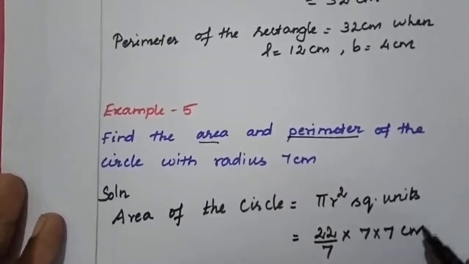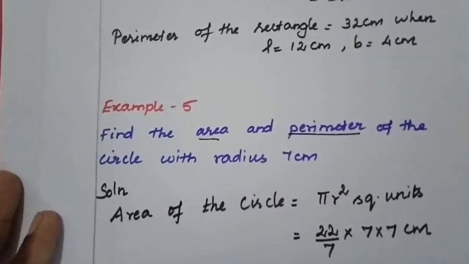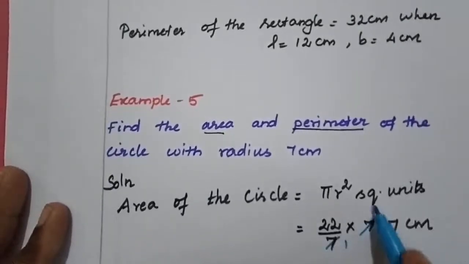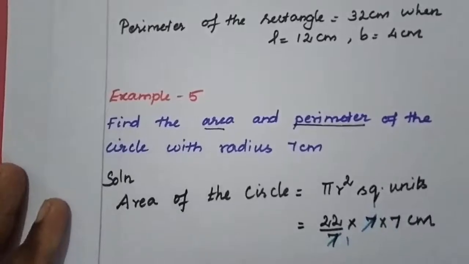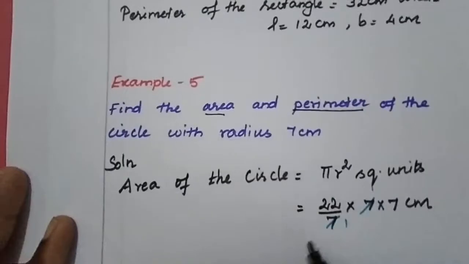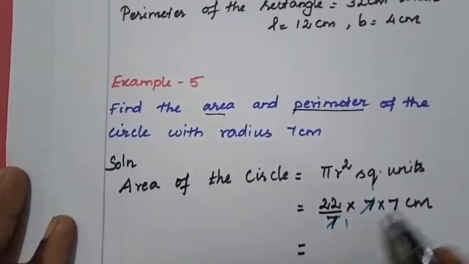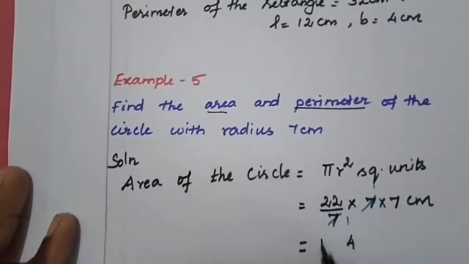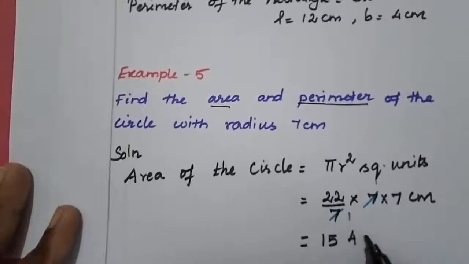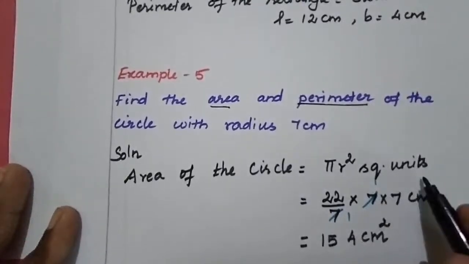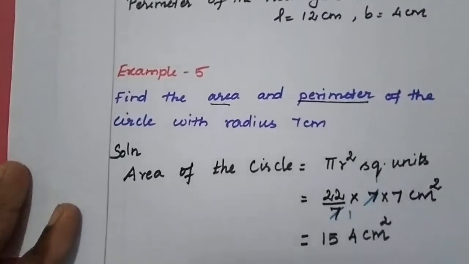centimeter. Now you can cancel. 1 7 is 7 and 1 7 is 7. So the remaining numbers are 22 and 7. Now multiply these two numbers. 7 2s are 14. Remaining 1. Again 7 2s are 14. 14 plus 1 is 15. So 154 centimeter square. So this is square units now. So you have to write it as centimeter square.